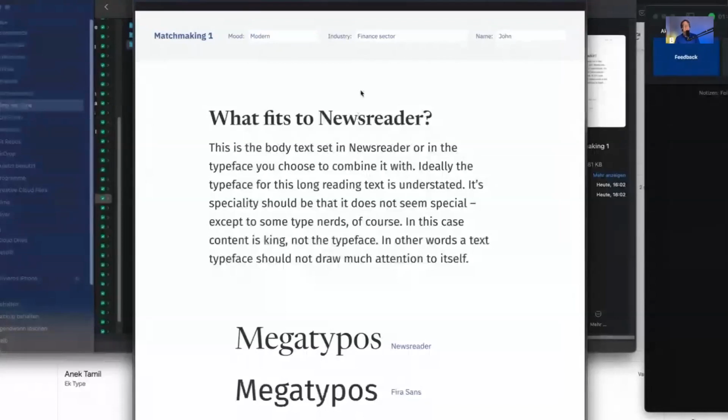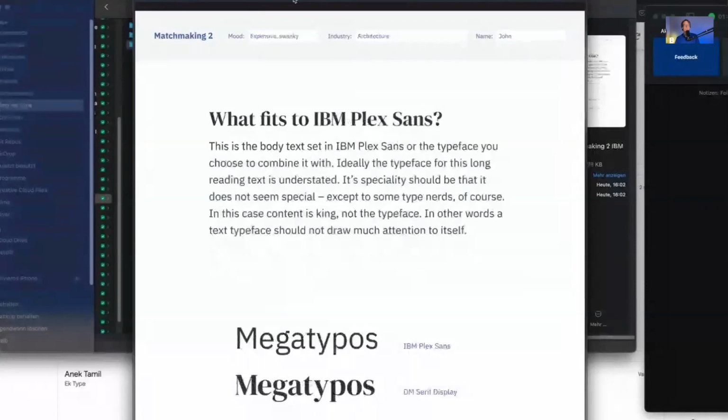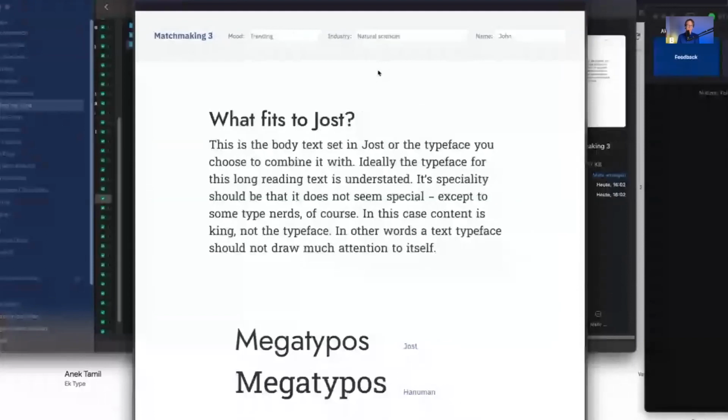Okay, so the second one was expensive swanky for architecture. Yeah, cool. So expensive swanky, good choice, very good choice. We have a contrasting serif like a Bodoni, with a rational form model here, combined with a sans serif that's also with a rational form model, IBM Plex. Very good. What fits to Yoast here? And Yoast would be the geometric one. And here again, lines get blurry. The A is double story. It's not single story, but doesn't have to be.